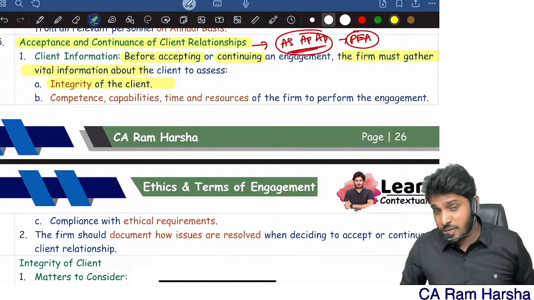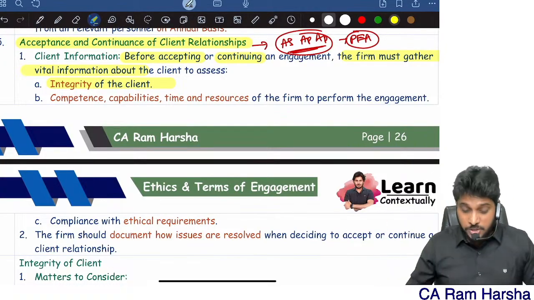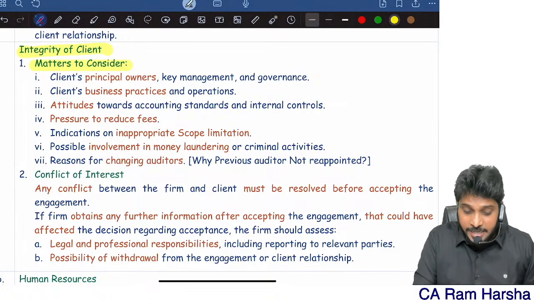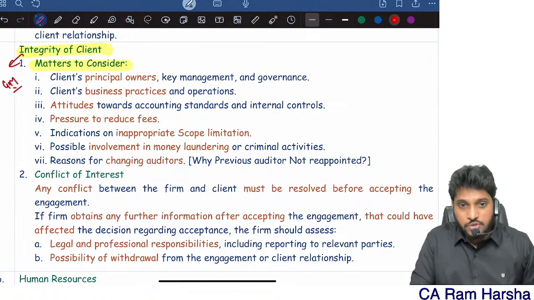First one, integrity of the client. So check whether the client is honest or not. What do you mean by integrity? What matters will you consider in integrity? This itself can be asked as a 4 marks question.